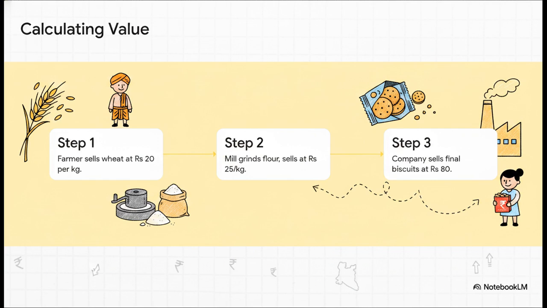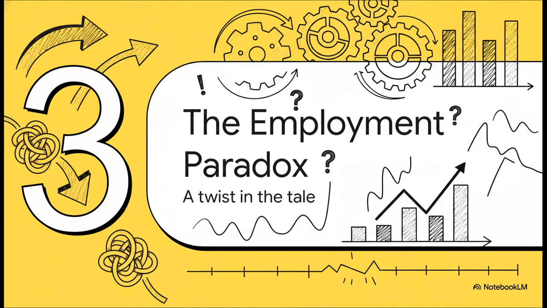So by only adding up the value of all final goods and services across all 3 sectors, we arrive at our total production. That is our GDP. Which brings us to Section 3, the employment paradox. This is the real twist in our economic tale, where the story gets a bit complicated.